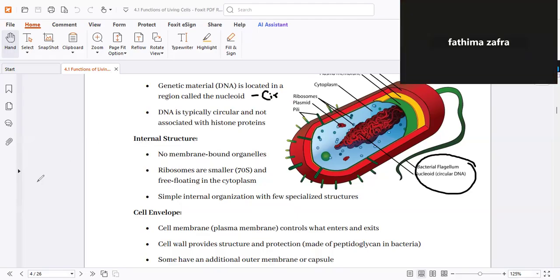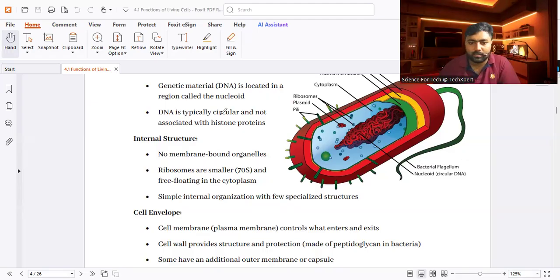Then DNA is typically circular, as we discussed, and not associated with histone proteins. Histone proteins are associated with chromosomes in eukaryotic cells, but here we cannot see histone protein. Highlight that one: not associated with histone protein.